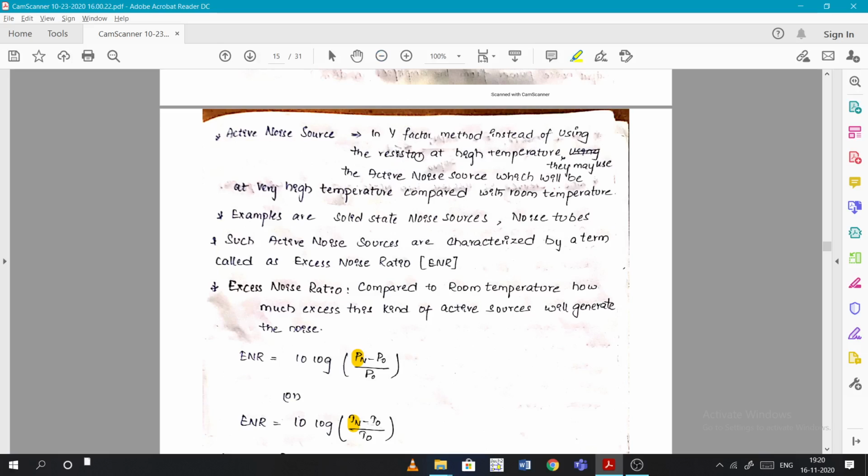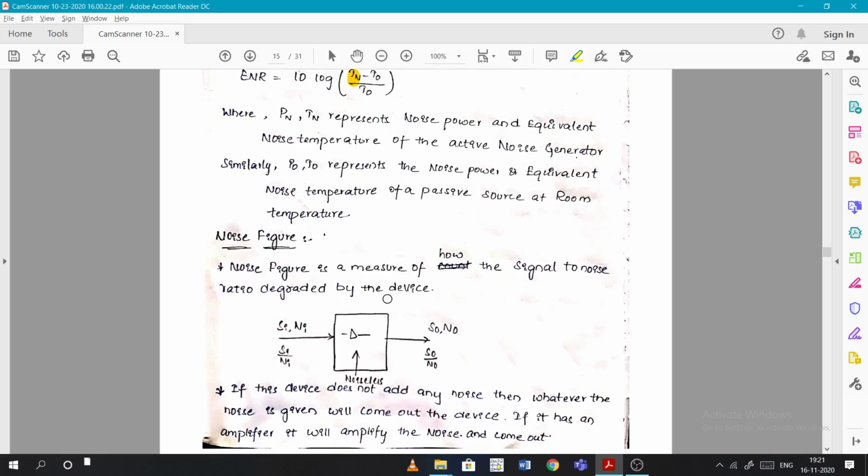So instead of using a resistor at higher temperature, they will use an active noise source, which will be at a very high temperature compared with room temperature. What is the use of an active noise source in the Y factor method? Generally we use a resistor at high temperature, right? They may use the active noise source instead of that, which will be at a very high temperature compared to room temperature. So instead of maintaining the temperature, we just directly give an input as an active noise source. That's it.